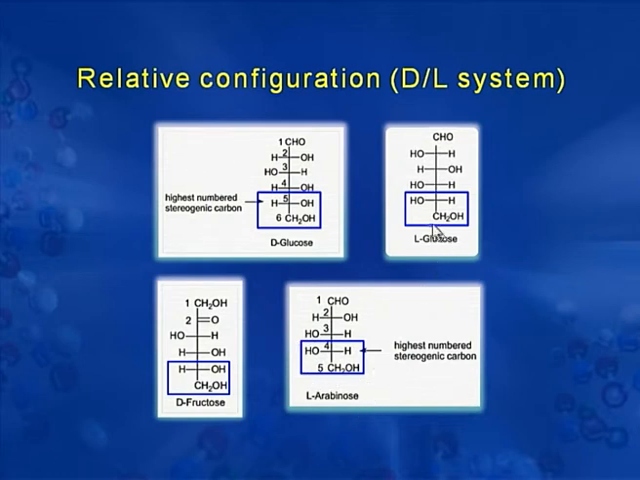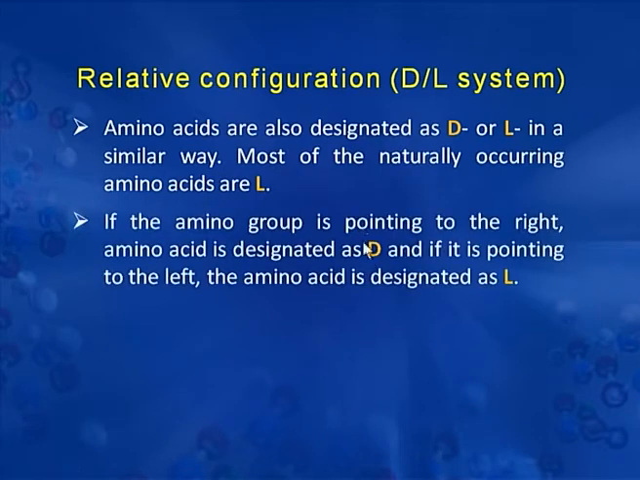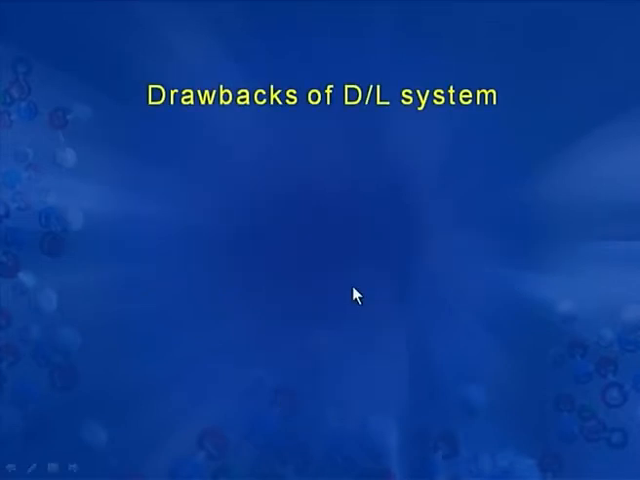So this method was used mainly for carbohydrates, then it was extended to amino acids also. Amino acids are also designated in the same manner. The only thing is we look for the amino group. If the amino group is on the right side, then the isomer is designated as D, and if it is on the left side, it is designated as L. Such as this alanine, where the NH2 group is on the left side, so this is designated as L. But there are drawbacks of this method.